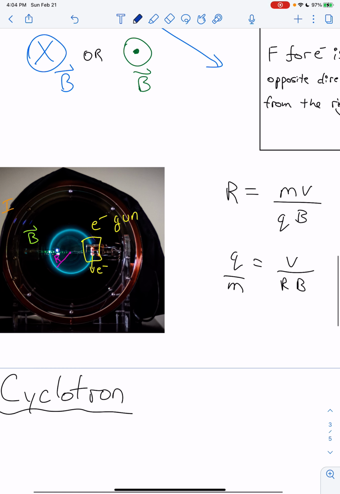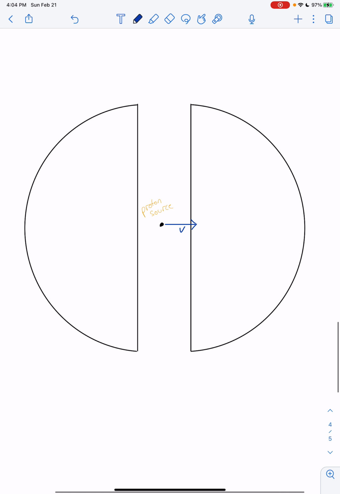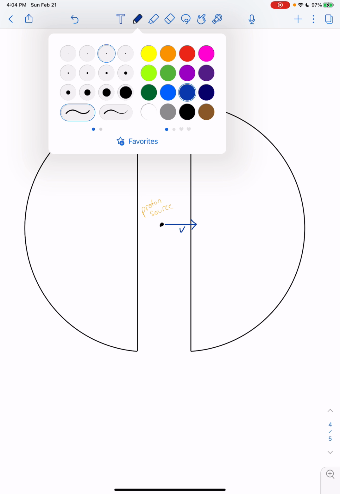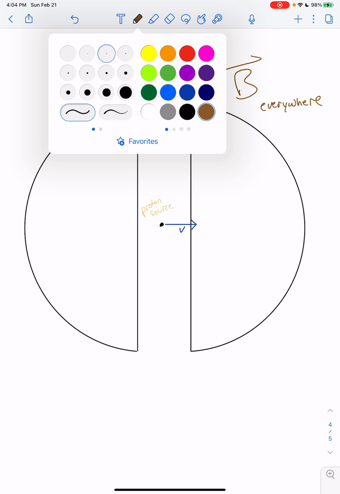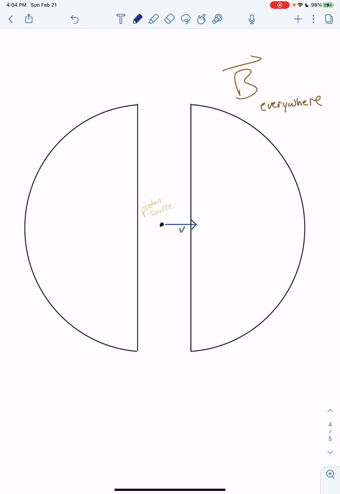So what should I use for the magnetic field? What did I use up here? We don't want that color. I'm just going to use brown. So we're going to have a magnetic field everywhere. And that magnetic field is going to be such that this is going to have a bent trajectory. Right? It's going to have a curved trajectory like this due to the magnetic field.